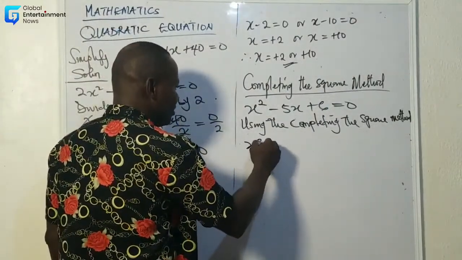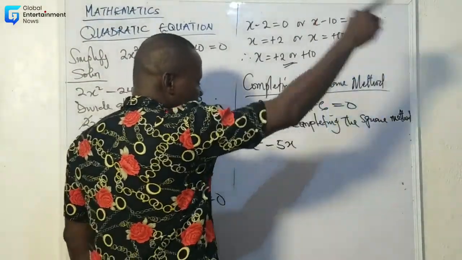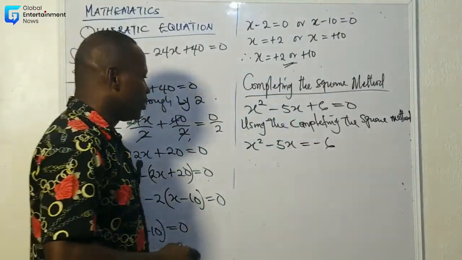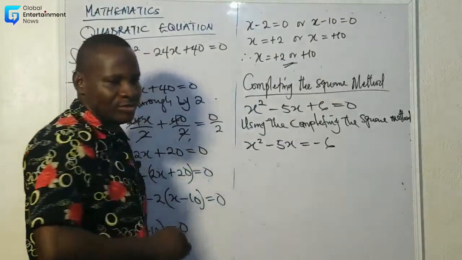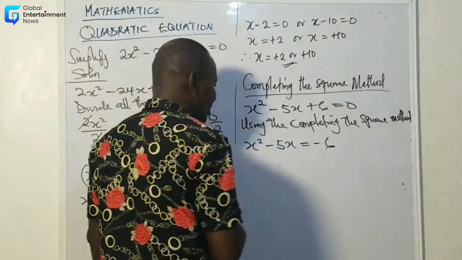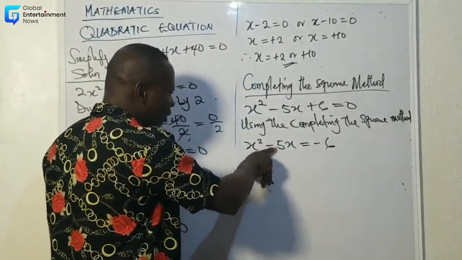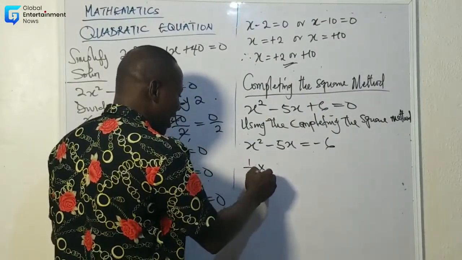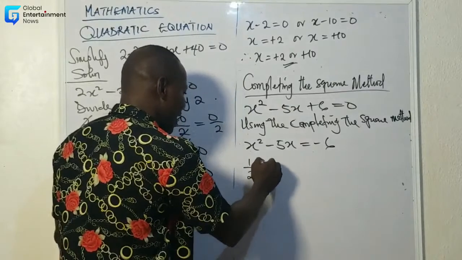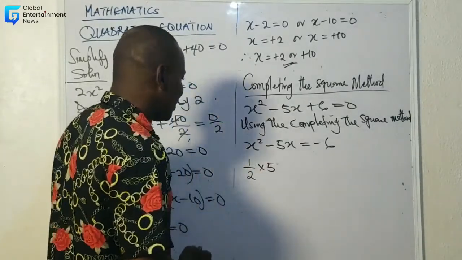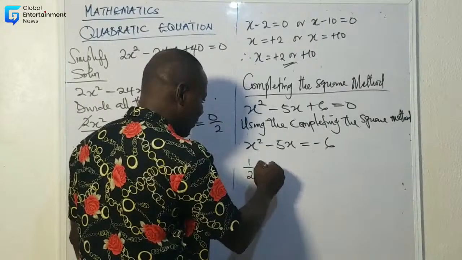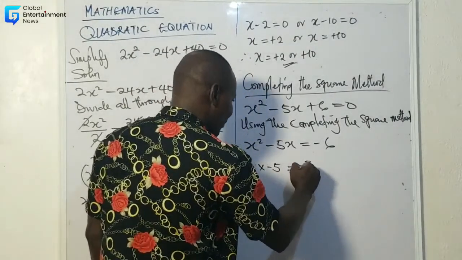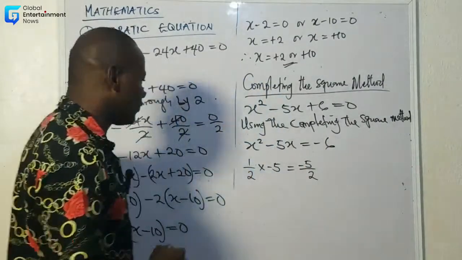Say x squared minus 5x, carry the constant to the other side. It will give us minus 6. Now what do you do? You take the second variable, which is minus 5x, and you find the half of minus 5. You say half, 1 all over 2 times minus 5. Remember, this will give us 1 times minus 5, which is minus 5 all over 2.